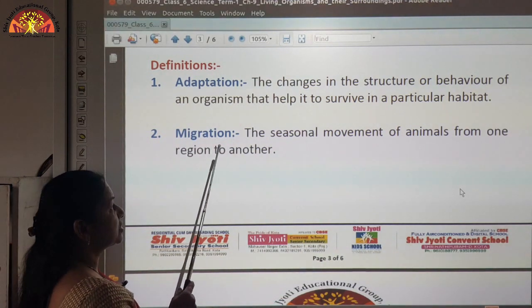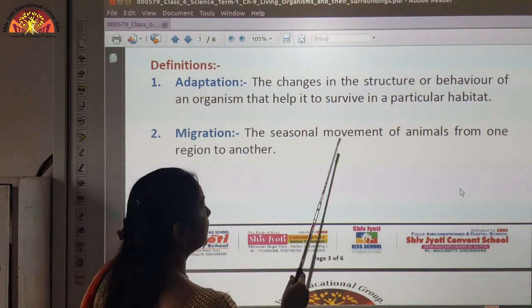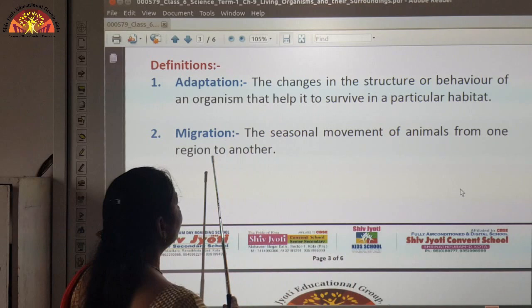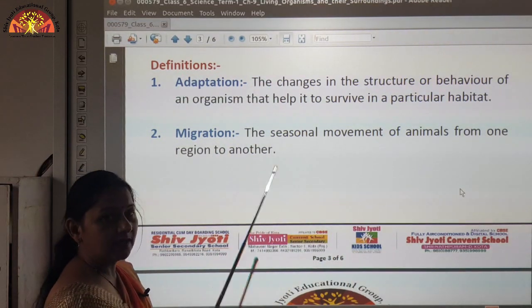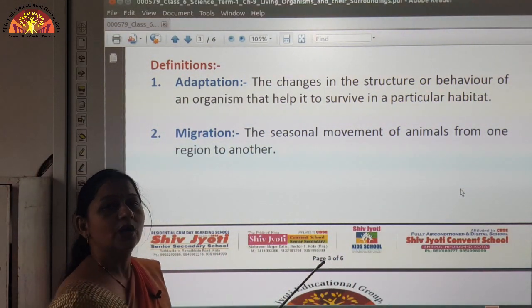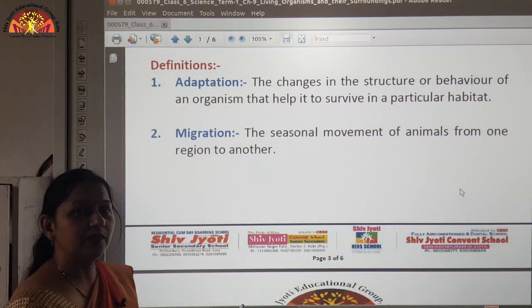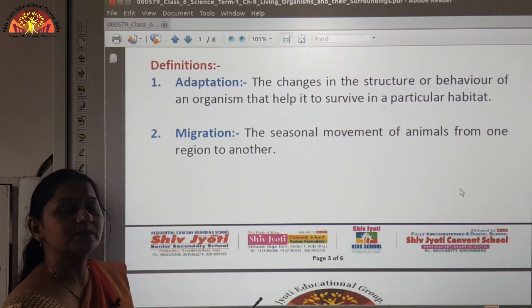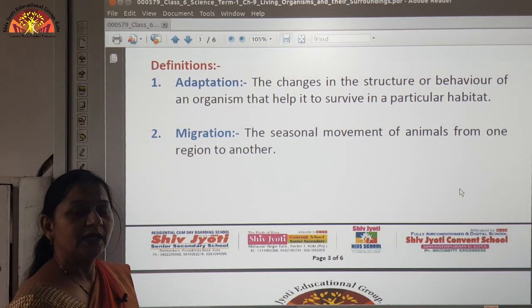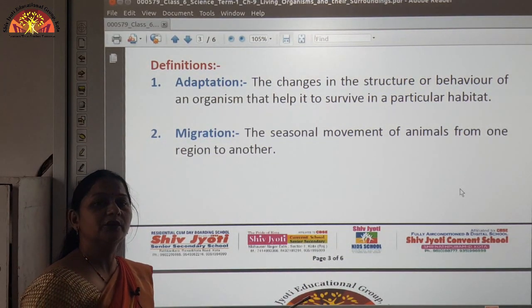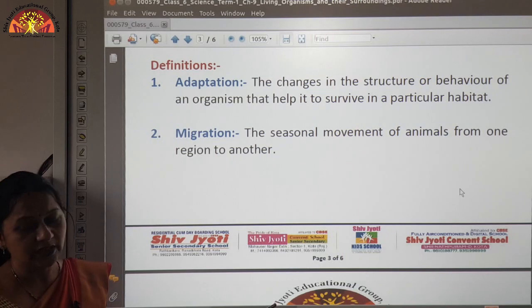Then migration. What is migration? The seasonal movement of animals from one region to another. The animals move from one place to another when the conditions become harsh, like the Siberian crane. They move from Siberia to India every winter season when they are not able to find food over there.